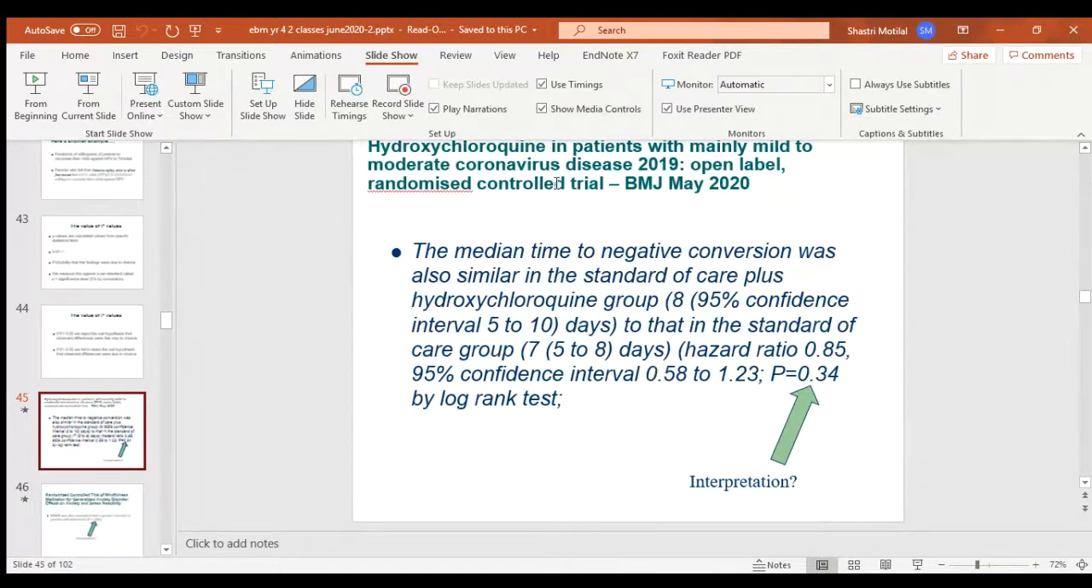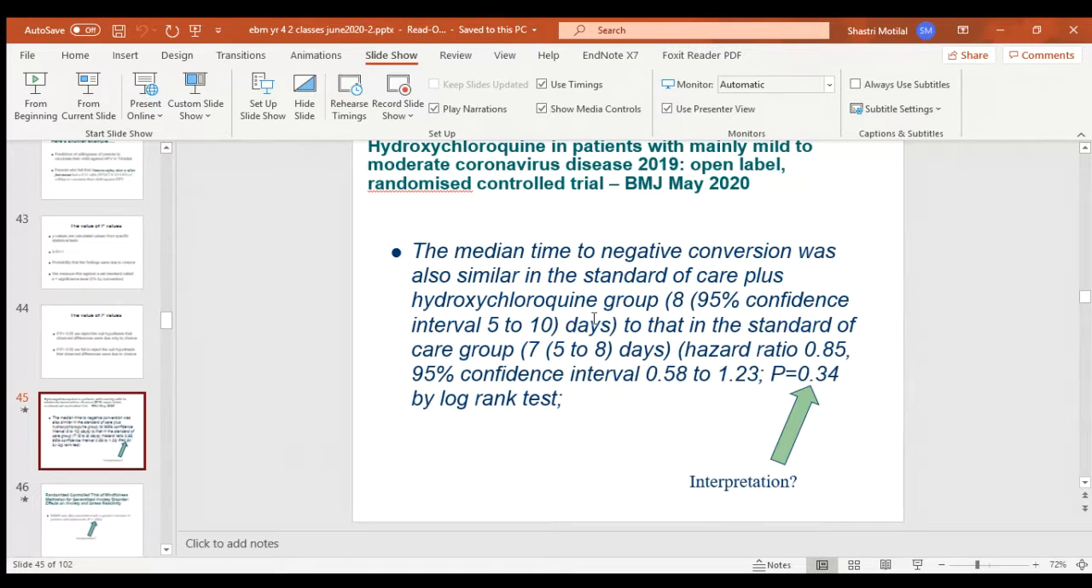In other words, hydroxychloroquine was not superior, was not better, it was the same as people who got placebo in this study. And here we see a p-value, 0.34. Log-rank test, you don't have to be worried with what that is. You just need to interpret the p-value. P-value 0.34. You ask a simple question: is that more than 0.05 or less than 0.05? 0.34 is more than 0.05, so it is not statistically significant. The median time to negative conversion in both groups was the same, right?